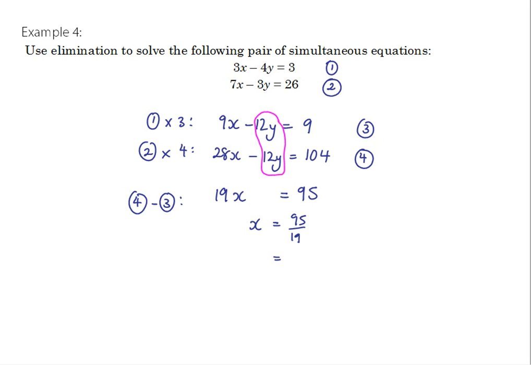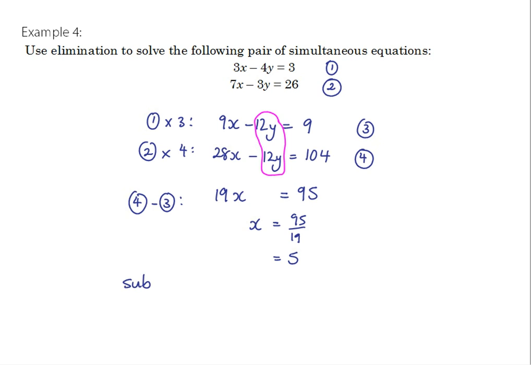Now you can think about that in a couple of ways. Obviously 20 times 5 is 100, so 19 times 5 is 95. Also you could think about, 10 times 5 is 50 and 9 times 5 is 45, so whichever way you think about it, 5 times 19 is 95, which means that 95 divided by 19 is 5.